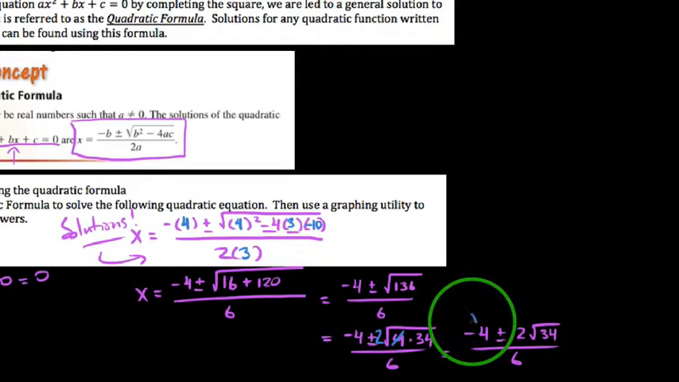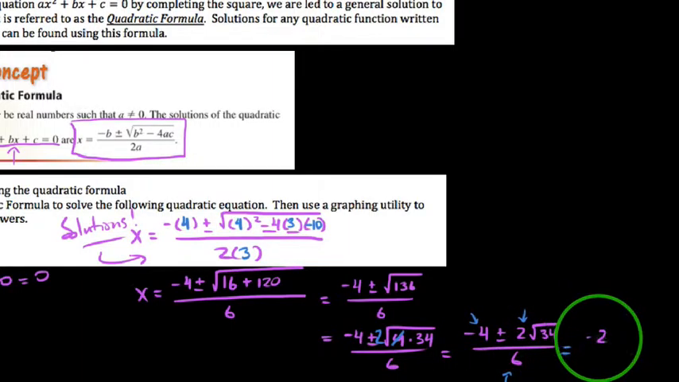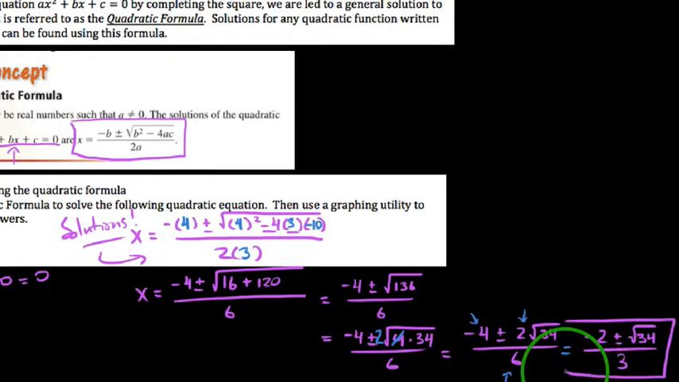And I notice that the negative 4, the 2, and the 6 all have a common factor of 2. So we can reduce those all by a factor of 2, divide a 2 out of each, and we get negative 2 plus or minus 2 divided by 2 is 1. So we just have the square root of 34 now, and this is all over 6 divided by 2, which is 3. This would be our set of solutions right here.